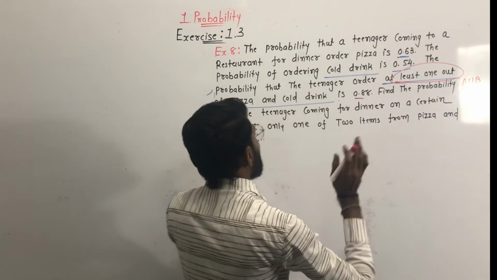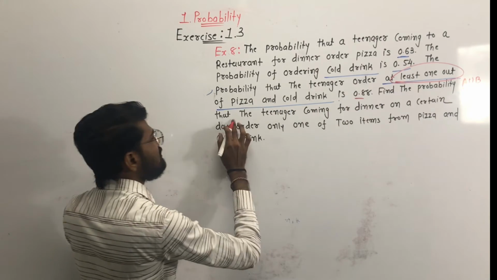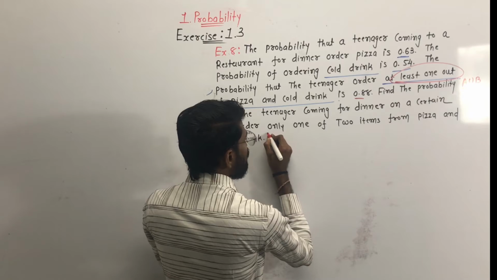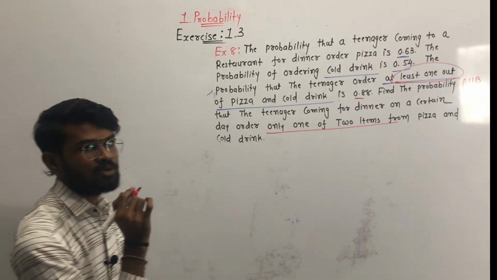Okay, now the teenager coming for dinner, find the probability that the teenager coming for dinner on a certain day orders only one out of two items from the pizza and cold drink.